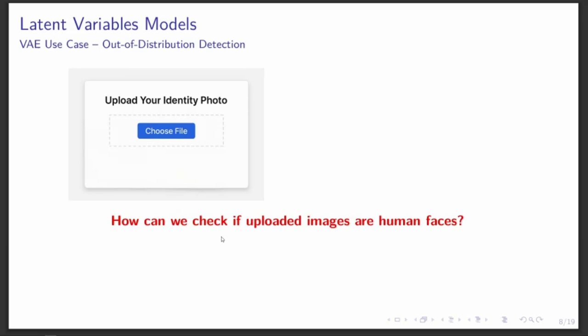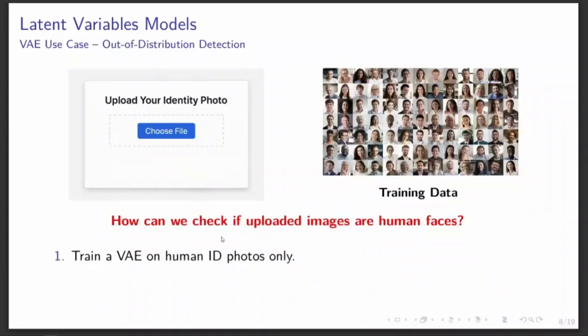So what we can do is to build a data set of human faces, and we can learn a VAE on this data set. So we have an encoder that is learned to encode human faces, and a decoder that is learned to decode it back to the image space.